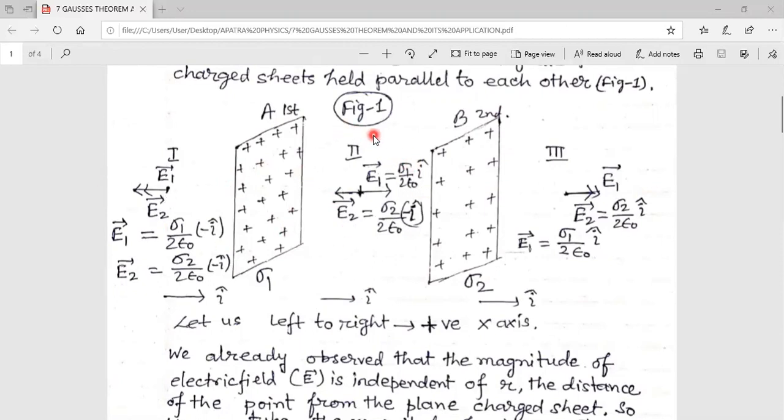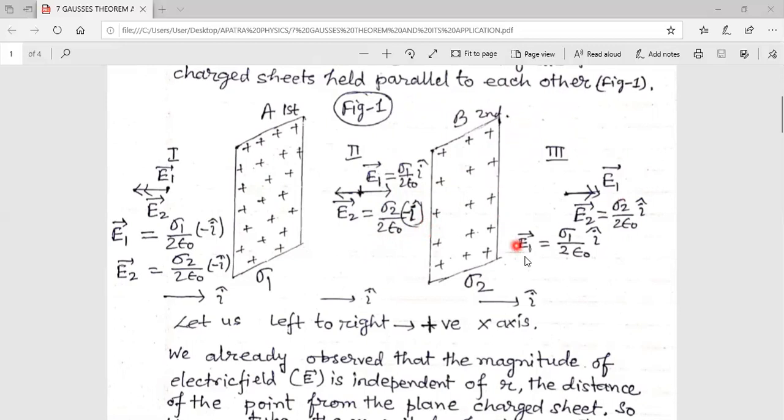Between the two charge sheets, in the second region, E1 is away from the first sheet, and E2 is also away from the second. In this region, E1 is sigma 1 by 2 epsilon naught along plus i cap, because it is left to right, away from the first sheet. And the electric field E2 due to the second charge sheet is from right to left, because it is also away from this positive charge sheet. Therefore, we write sigma 2 divided by 2 epsilon naught along minus i cap.